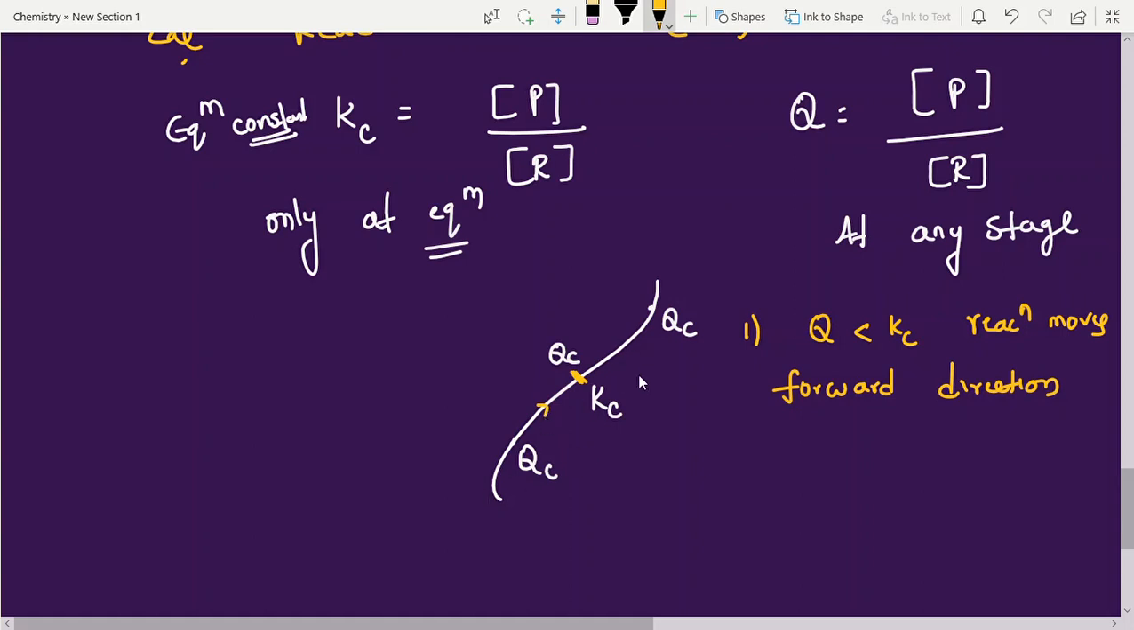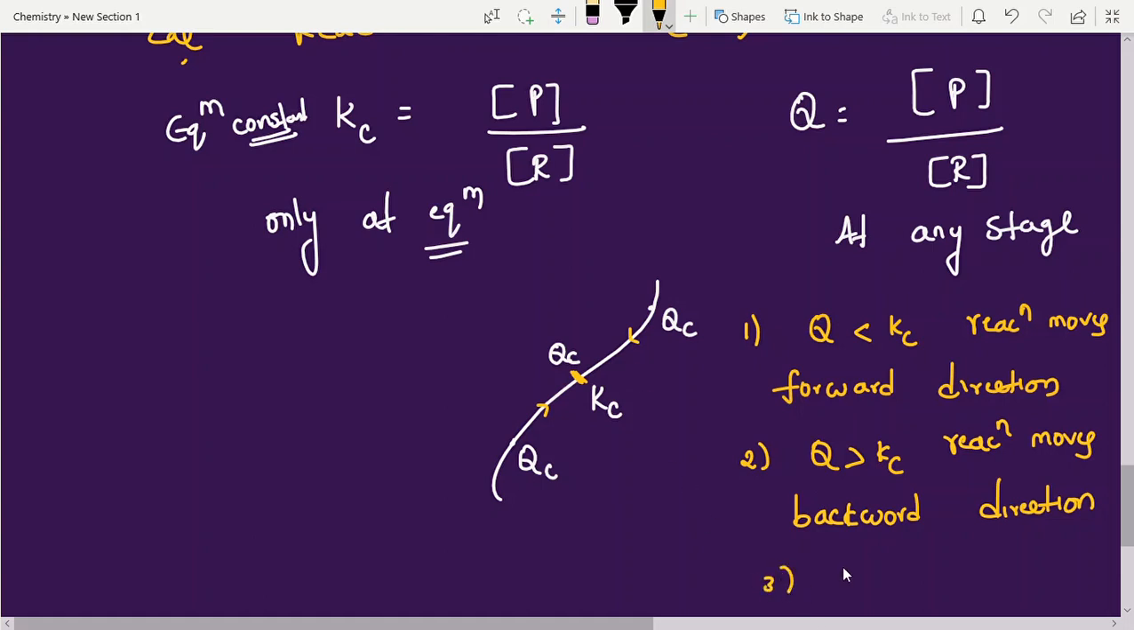Okay. Now, next, second point. Q above this one, that is nothing but Q greater than Kc. That means reaction moves backward direction. Right? Next, third point. Q equal to Kc, reaction at equilibrium. That's it. This is the prediction of the reaction.